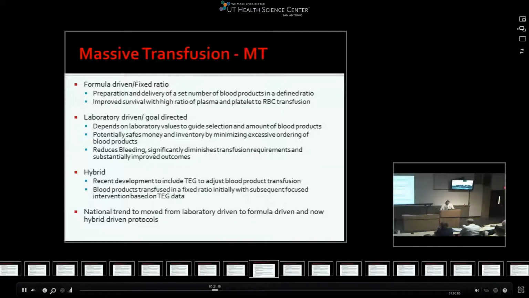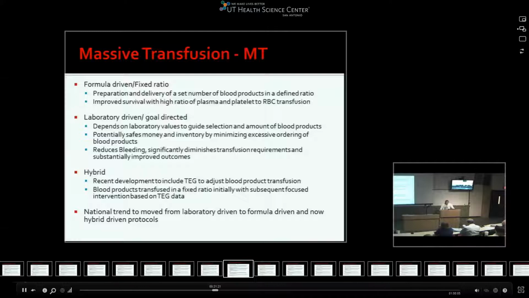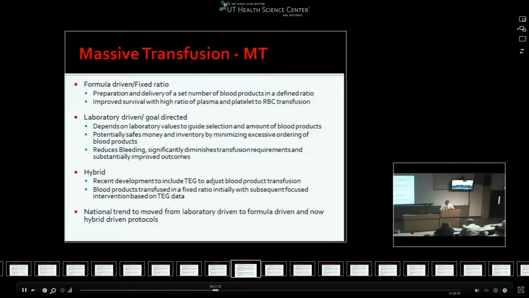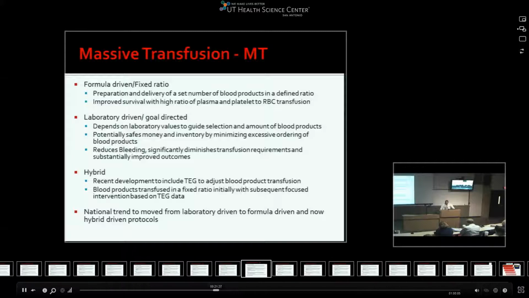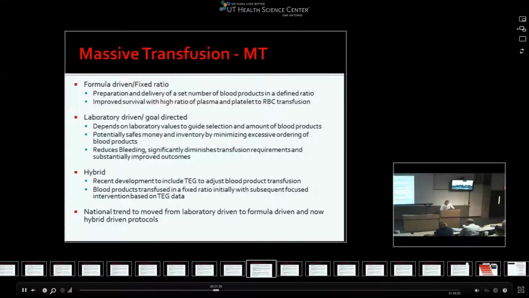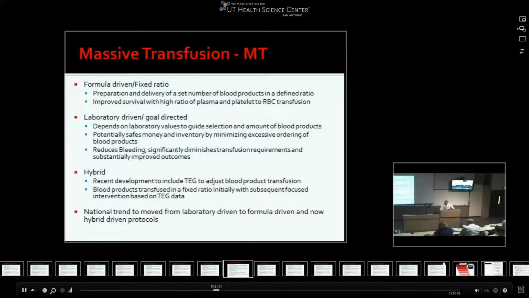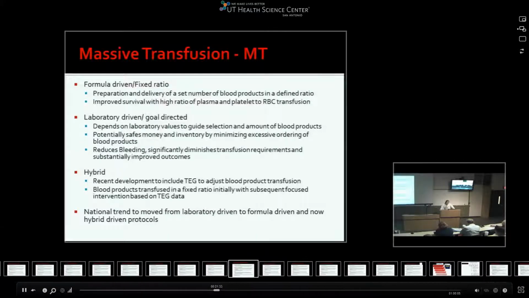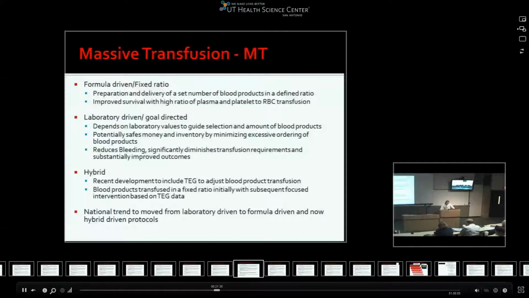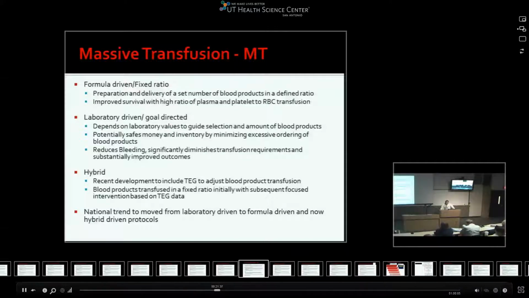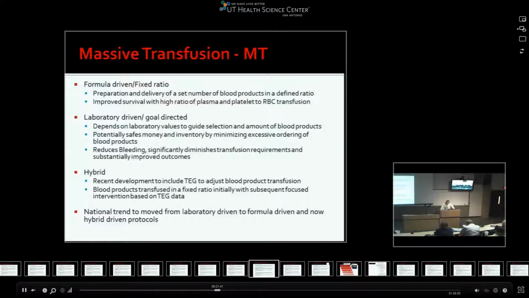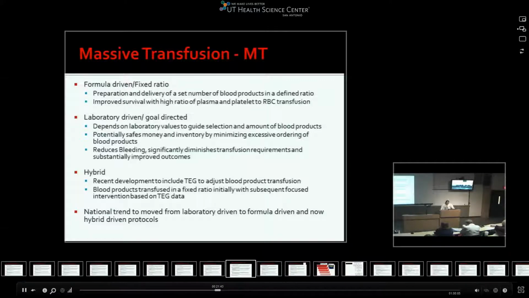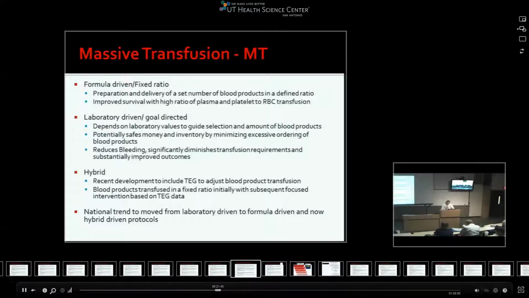A more recent approach is a hybrid approach, which includes use of a TEG to adjust blood products transfused, initially with a fixed ratio and then with subsequent focused intervention based on the TEG data. Nationally, the trend has moved initially from the laboratory-driven to a formula-driven massive transfusion protocol, and now more and more people adopt the hybrid-driven protocols.